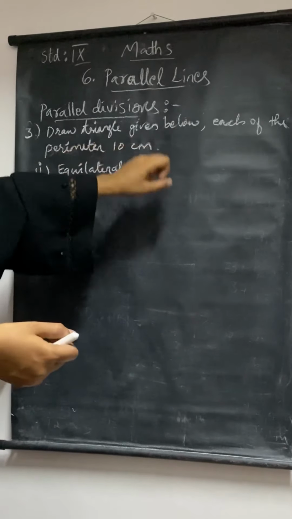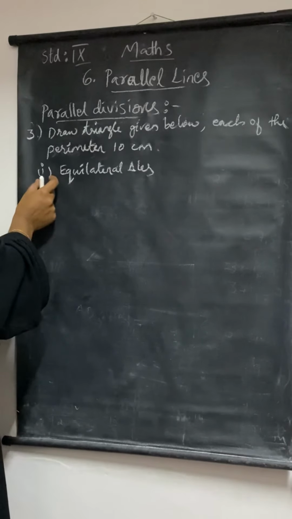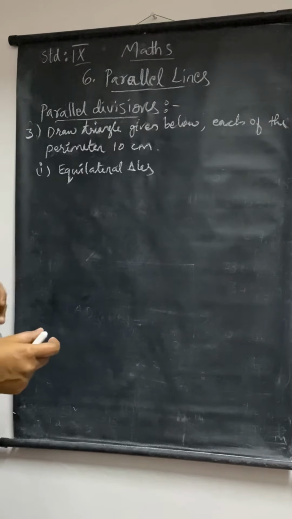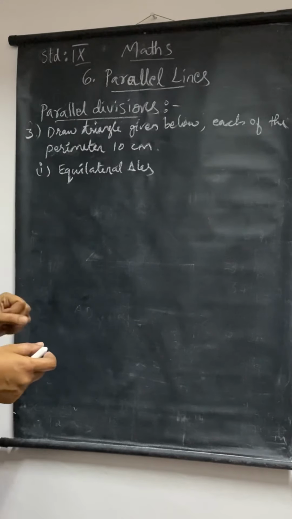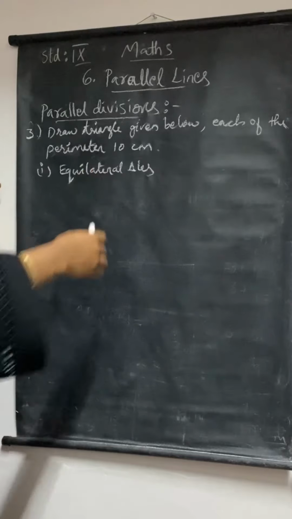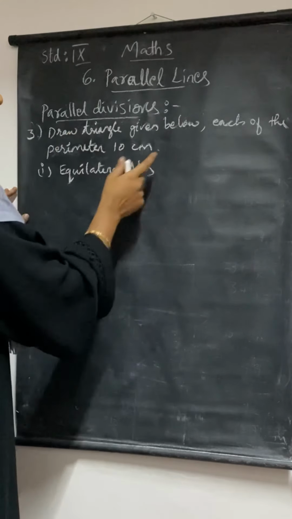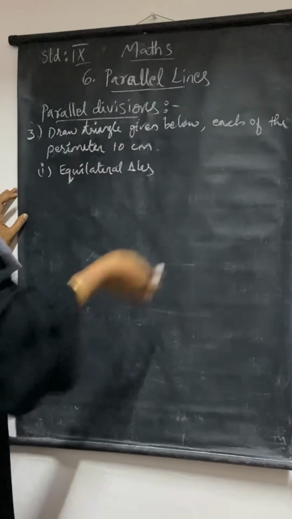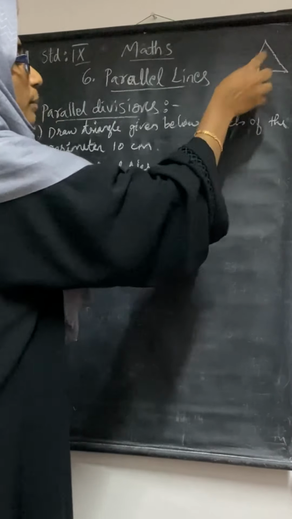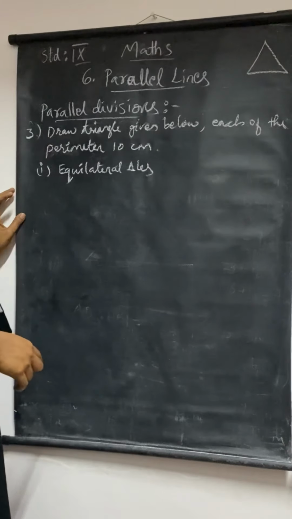Draw the triangles given below, each of perimeter 10 centimeters. You can see the first sub-question, second one, and third sub-questions are there. First one, equilateral triangle. So you have to draw an equilateral triangle. The same way we divided the parallelogram, in the same way we have to draw a triangle. Each of perimeter 10 centimeters. So you know that a triangle is this: this side, this side, this side. When you add the 3 sides, you will get 10 centimeters.